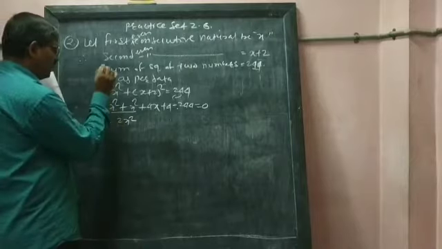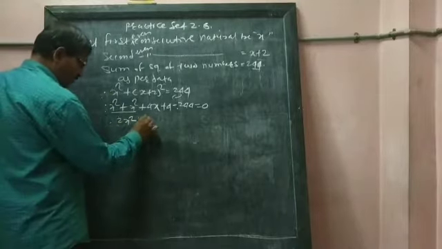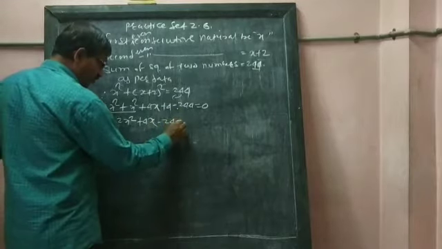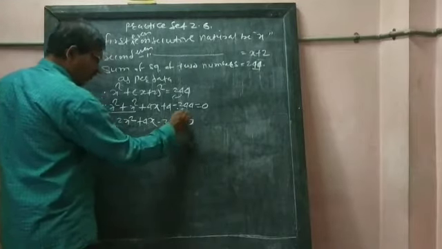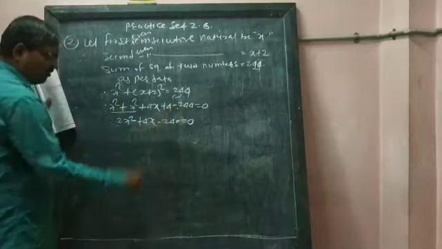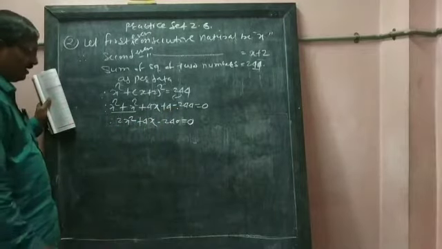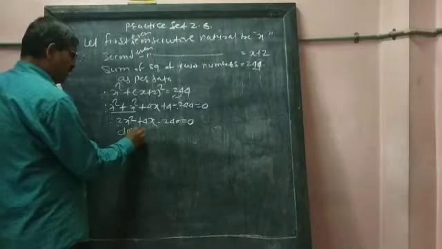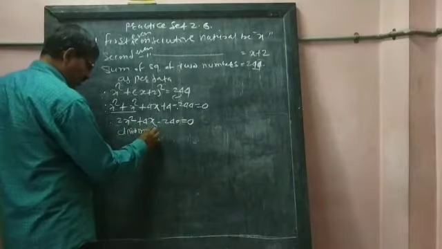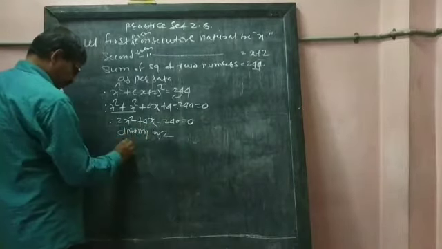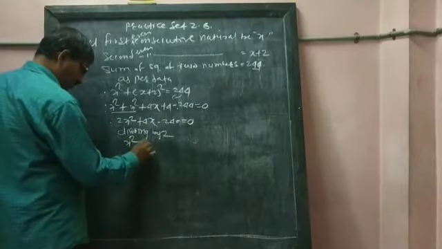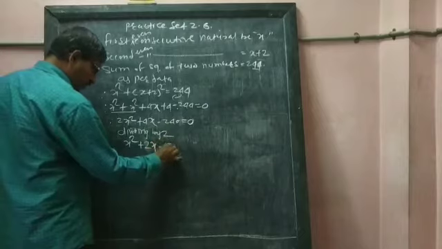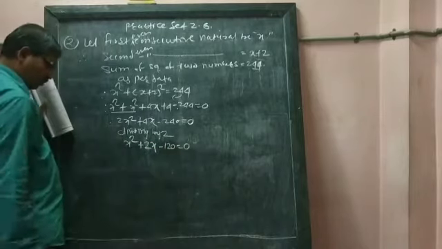Don't forget to put the therefore sign. Now we have 4x, 244 minus 4 is minus 240, is equal to 0. 244 minus 4 means what will come? 240 will come. Dividing by 2 means it reduces. Dividing by 2, x square plus 2x minus 120 is equal to 0.